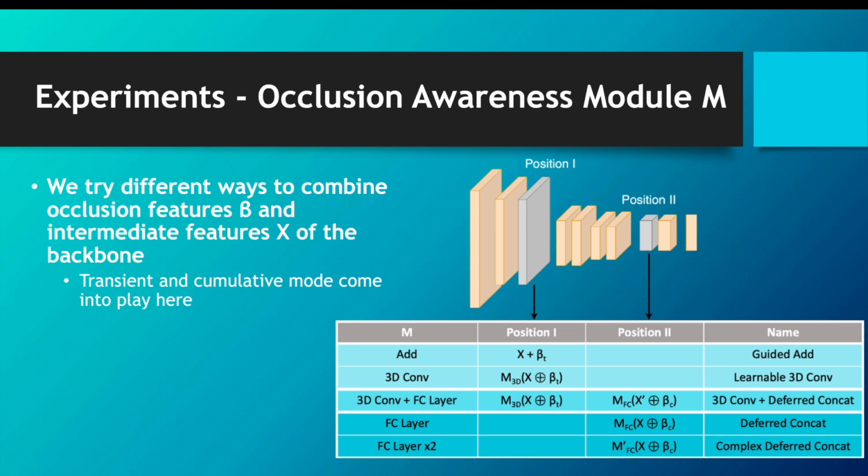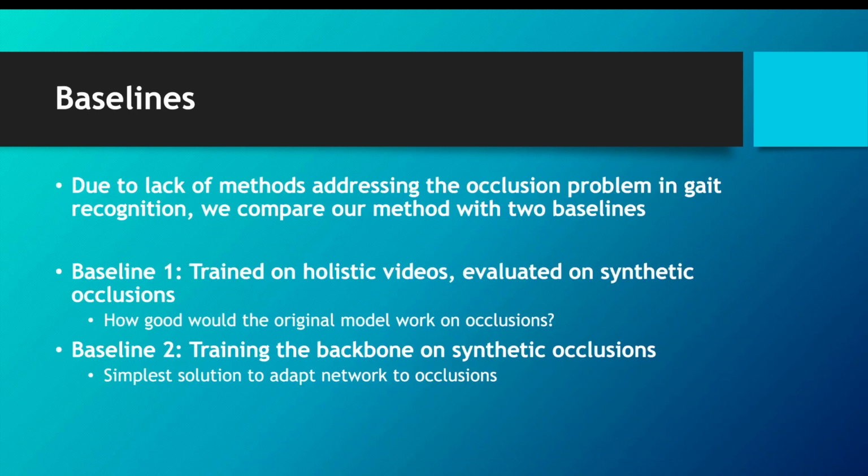beta must be compatible, and that is why we are using the transient mode here, because transient mode retains temporal information. If you pick position 2, temporal information is not present in the backbone, in the features, so we use the cumulative mode of the occlusion detector. And these are the different kinds of methods we try. For position 2, we try concatenating them and passing them through fully connected layers as well. So this is what the occlusion awareness module does.